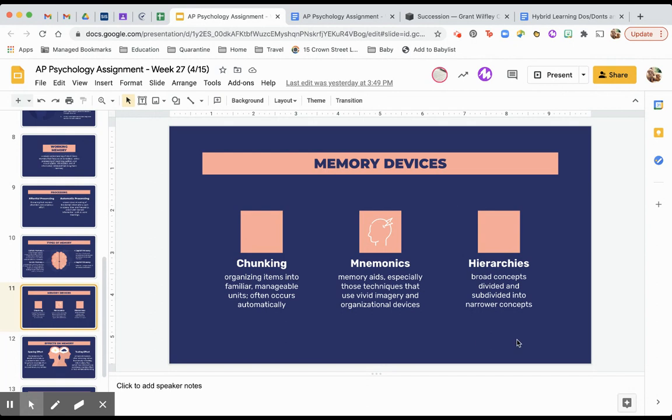And then we have hierarchies, which is pretty much just, I mean, you know what a hierarchy is. It's just broad concepts divided and then subdivided into narrower concepts. So you have kind of a web of things. You have something at the top and then you have two things below it and then you break them down into other chunks. Just to be like, okay, this is the frontal lobe. These are the things that are part of the frontal lobe. These are the things that are smaller than that, or whatever it might be.